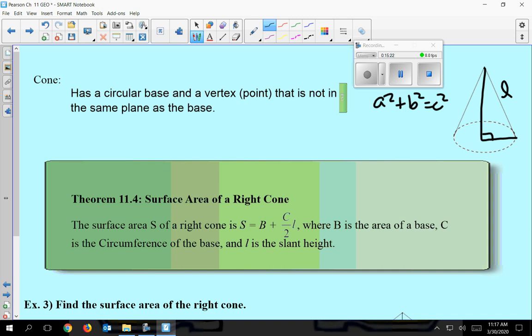The formula right here is written a little bit differently. It's the same thing as we just did before. The perimeter of a circle is going to be the circumference, times the lateral height, divided by 2. I do need the area of the base, and the base this time's a circle, so I'm going to have to use pi r squared to get the area of the base.